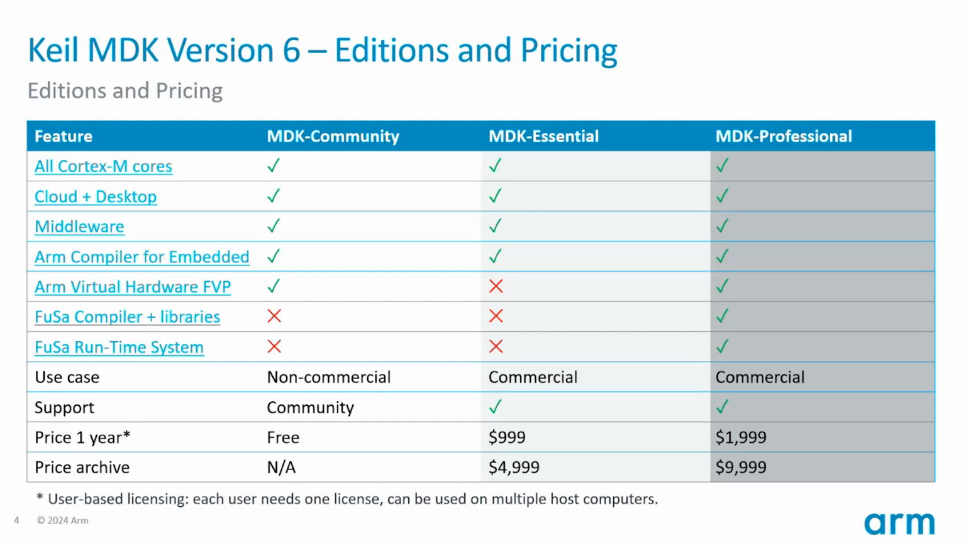And the MDK Essential Edition is our first commercial edition that works with all the silicon devices that are out there. Currently, we have more than 11,000 devices in the CMSIS database, and it is at a price point of $999 per year. And then we have MDK Professional Edition that adds functional safety, virtual hardware to the commercial tooling, and that is $1,999 per year.